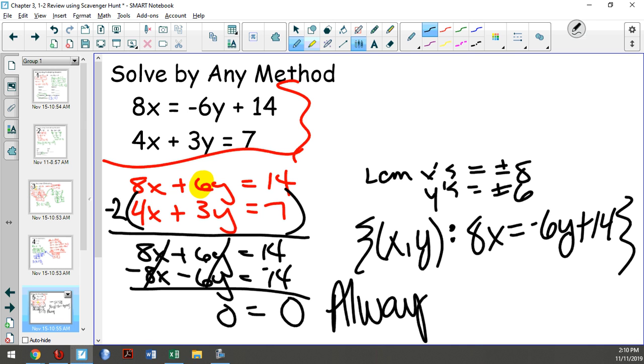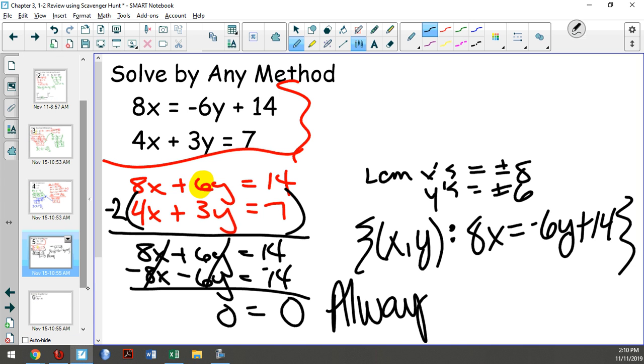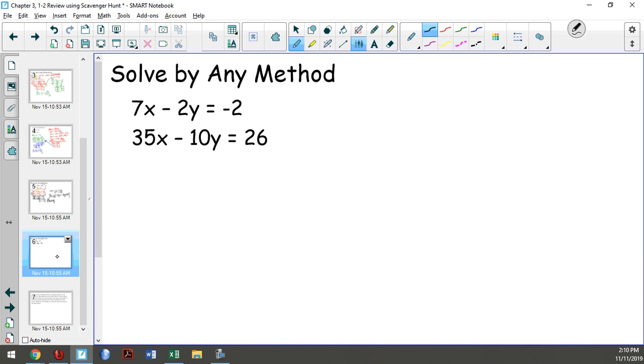I have to see the long notation. If I don't see the long notation, am I going to count it? No. Do we all understand that? Okay, next.